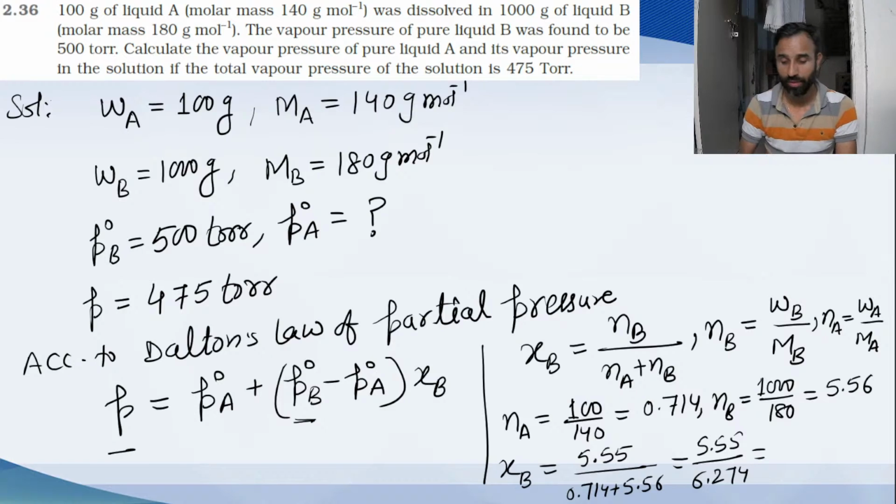5.56 divided by 6.274 is 0.886. So XB we know now. So just put the values.